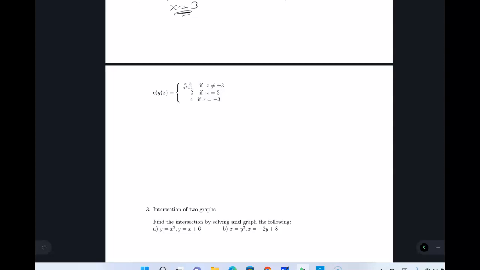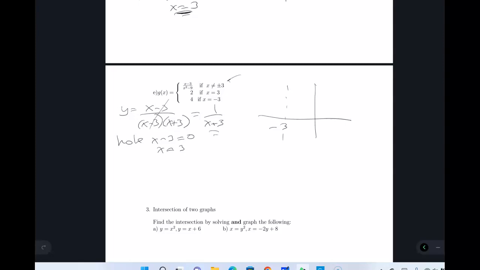Okay, so let's look at this one. If I simplified it, x minus 3, x minus 3, x plus 3, I cancel the x minus 3, so I get 1 over x plus 3. But there's going to be a hole when x minus 3 equals 0, or at x equals 3. So we know this has an asymptote at -3. So that's what this is saying. Don't use -3. And I know this will be the hyperbola, but I'm going to have a hole at x equals 3.